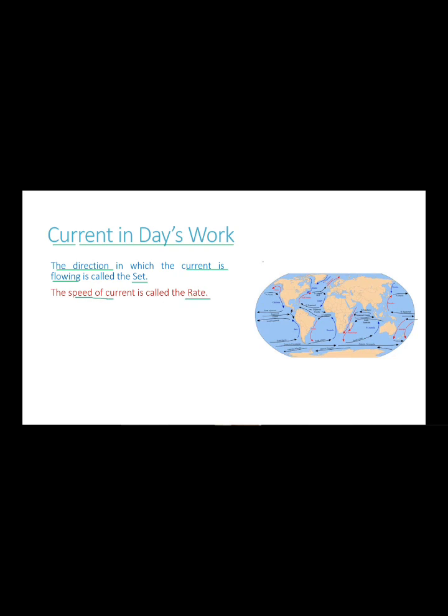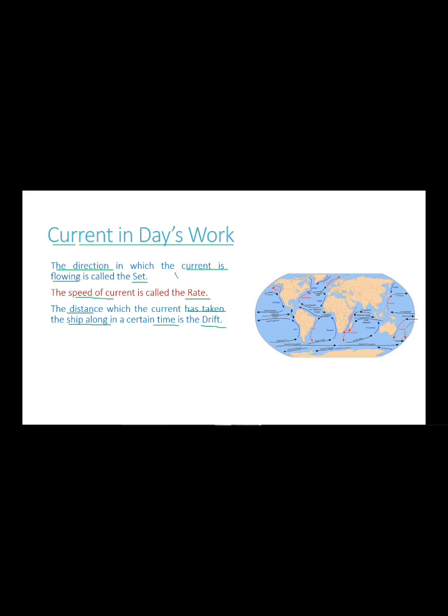The speed with which the current is flowing is called the rate of the current. So if they say the rate of the current is 2, that means the current is moving with a speed of 2 knots. So rate is basically the speed of the current. Now the distance which the current has taken the ship along in a certain time interval is called the drift of the current.